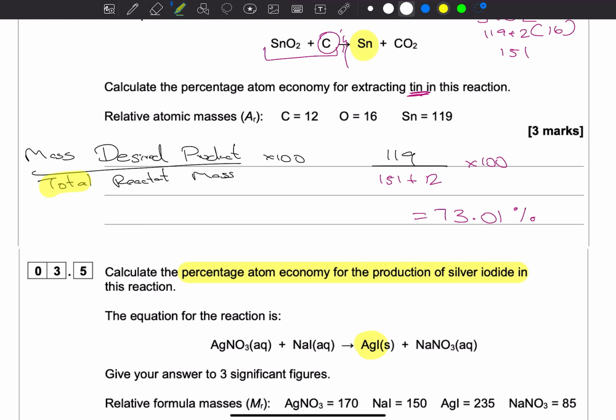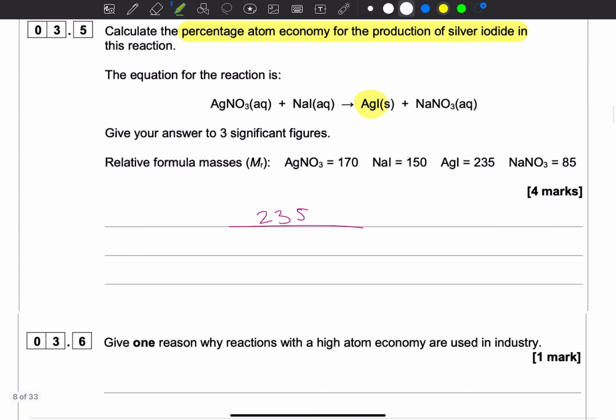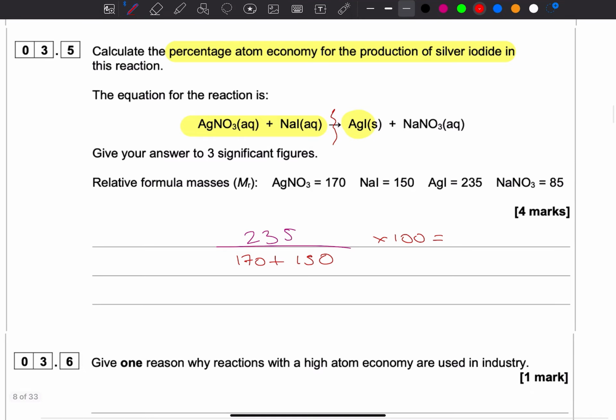What is total reaction mass? What is total reactant? These two are your total reactant anyway, because whatever is on the left side of the arrow is reactant, isn't it? AgNO3, what is that? 170 plus what's the other one? Na sodium, which is 150, times by 100. You want the answer to three significant figures. 235 over 170 plus 150 multiplied by 100, which gives you, to three significant figures, 73.4.